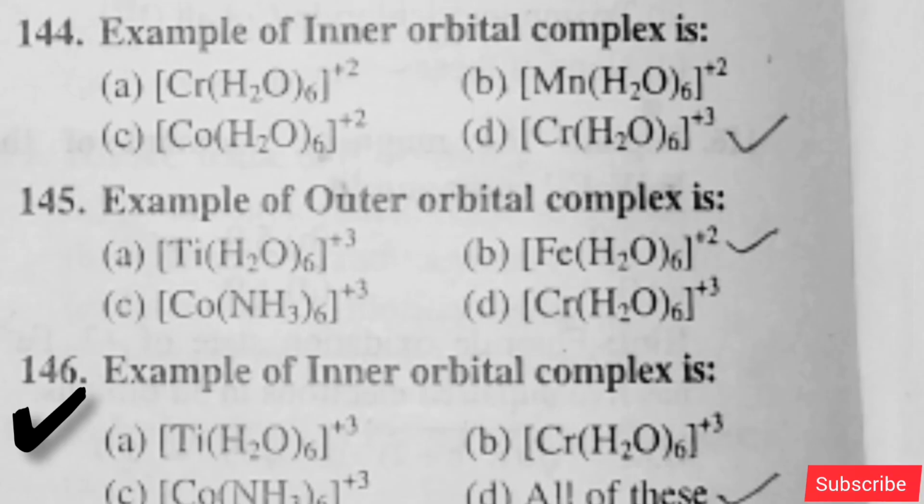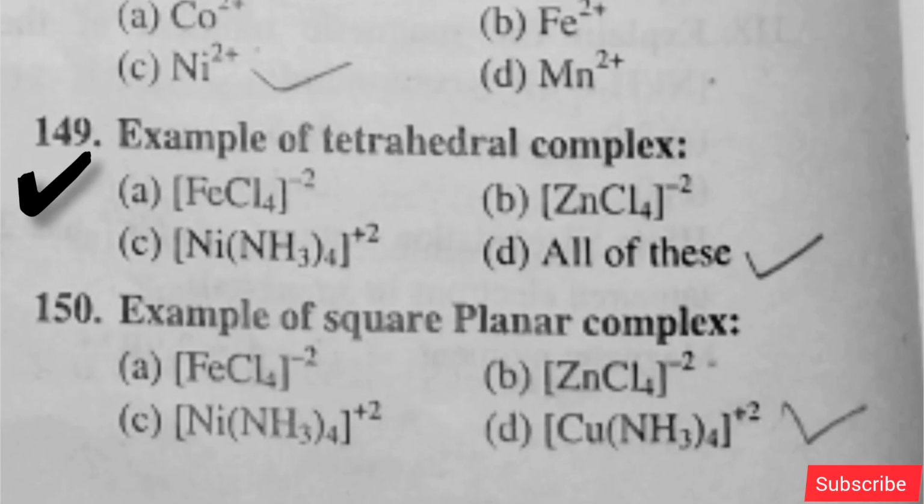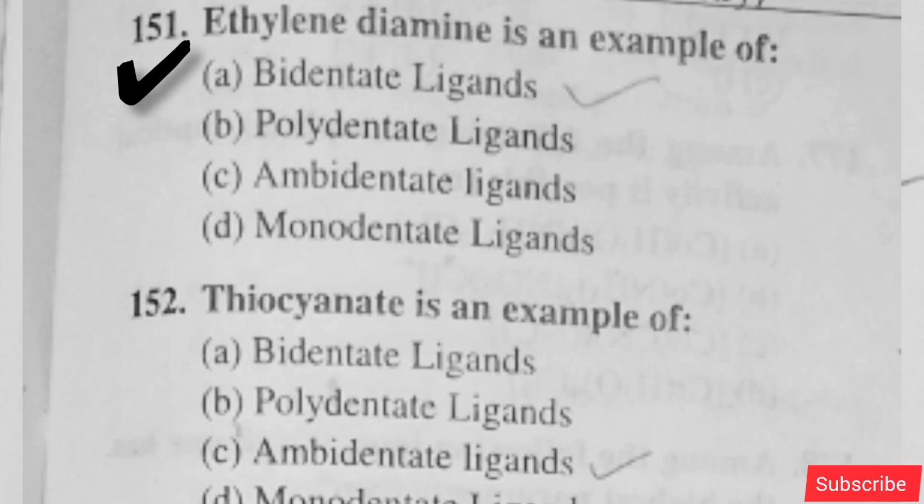Example of inner orbital complex, option D is right. Example of outer orbital complex is, option D is right. Which type of metal ion cannot form the tetrahedral complex, option C is right. Example of tetrahedral complex, option D is right. Example of square planar complex, option D is right. Ethylenediamine is an example of, option A is right.